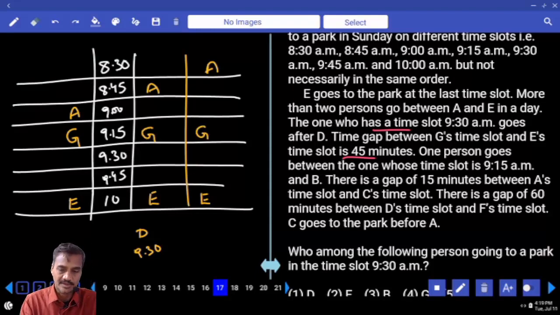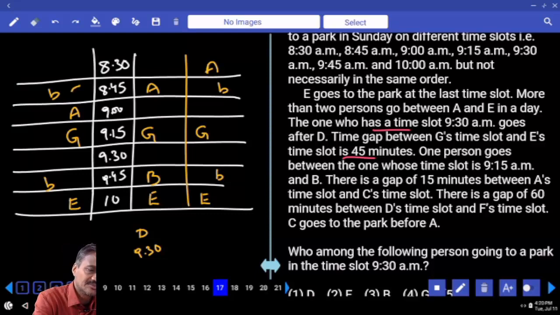Isn't it? And one person between the 9:15 and B. Now between 9:15 and B there must be exactly one person and B can be either here or here. Between 9:15 and B there are 2 different possibilities. There is a gap of 15 minutes between A and C. Now between A and C only a 15 minutes gap. Now with a 15 minutes gap, C must be here. If C is here, B must be.